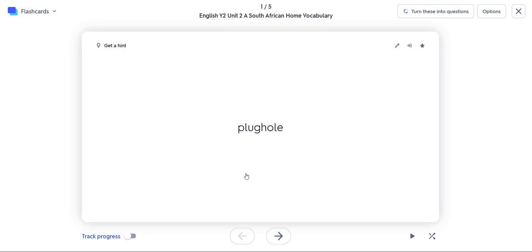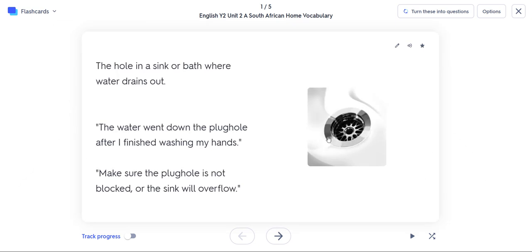Okay, plug hole. Can you say with me? Plug hole. Okay, this is a plug hole. It's the hole in a sink or bath where water drains out. We can say bath or bath, both are correct. The water went down the plug hole after I finished washing my hands. Make sure the plug hole is not blocked or the sink will overflow.